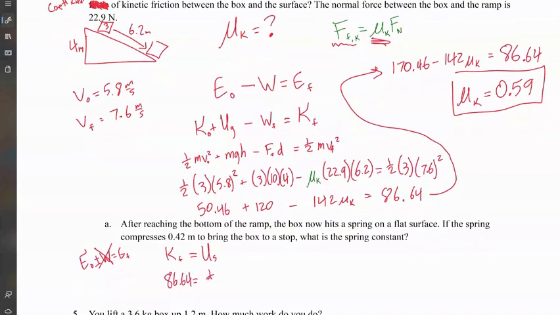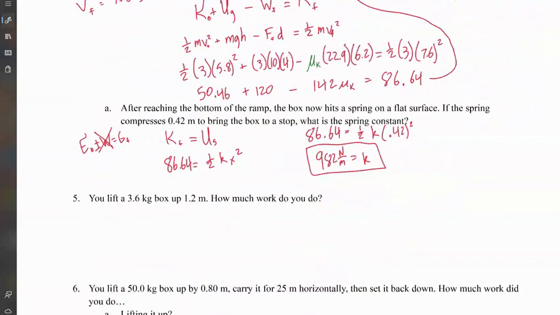We calculated 1/2 kx squared. So 86.64 is equal to 1/2 k. When we compress 0.42 meters, so 0.42 squared. Okay, 86.64 times 2 over 0.42 squared. We get a spring constant of 982 newtons per meter. All right.